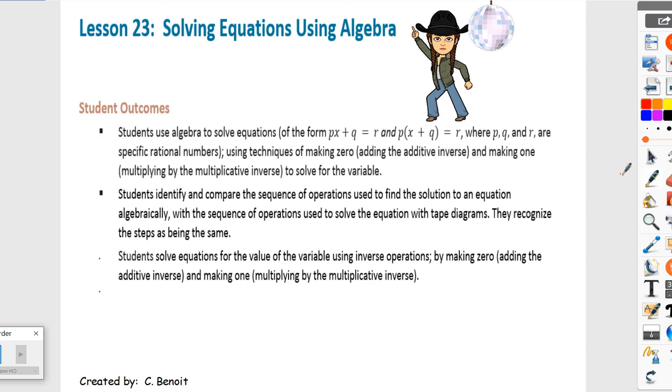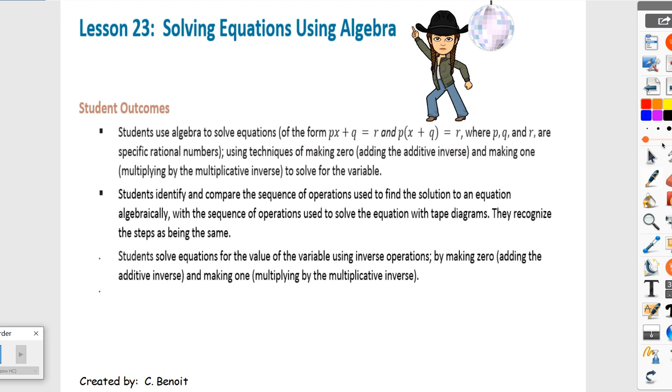All right, seventh graders, as we take a look at today, it's lesson 23, solving equations using algebra. And our target goal for today is that you'll be able to solve equations using algebra. It shows us the form p(x + q) = r, which means p times the quantity x plus q equals r, where p, q, and r are specific rational numbers, using techniques of making zero, which is by adding the additive inverse, and making 1, multiplying by the multiplicative inverse, to solve for the variable.